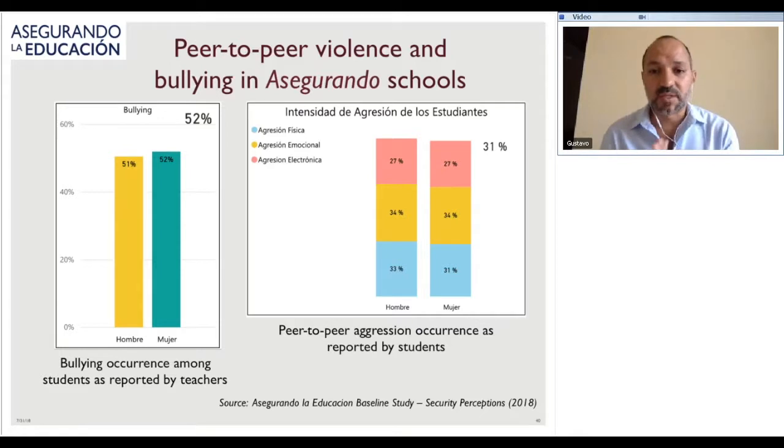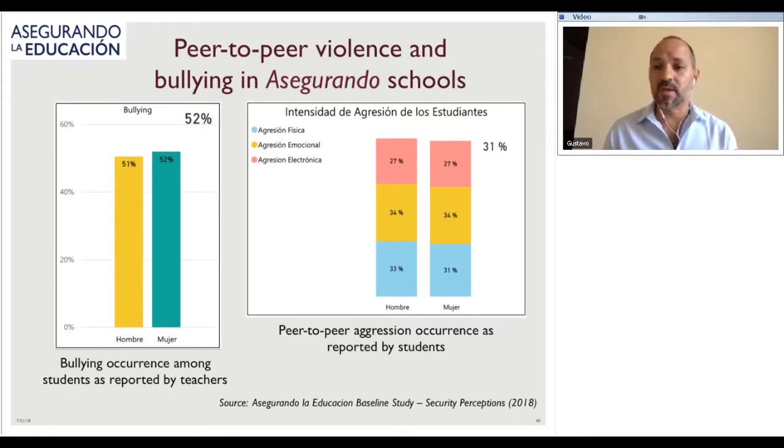Now, students report a 31% occurrence, and here we disaggregated the data by types of aggression: physical, emotional, and cyber. Most of the students report a slightly higher emotional aggression. But what I want to contrast is the 52% versus the 31%. And there's a huge gap. And this coincides with the perception of security by students, which is extremely high. They feel safe somehow in the school.